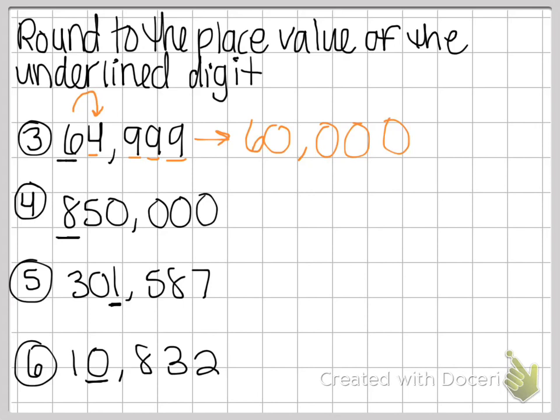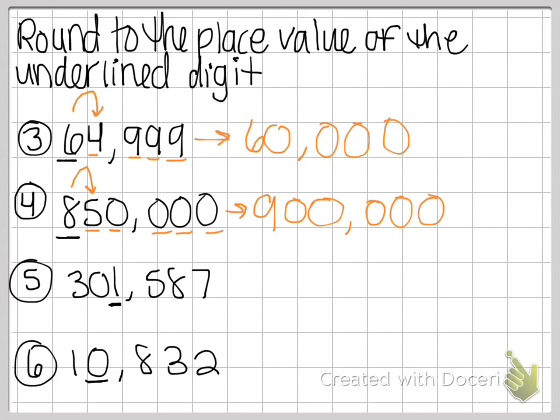Let's try it again with number 4. The 8 is underlined. Look to the digit to the right of it. 5 or above, give that 8 a shove. 4 or below, let it go. Since it is a 5, that 8 goes up to a 9, and everything after it becomes zeros. I've got 1, 2, 3, 4, 5 zeros. Make sure to add your commas in to separate those periods.